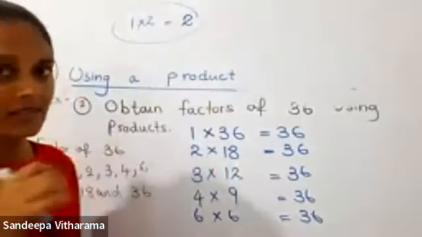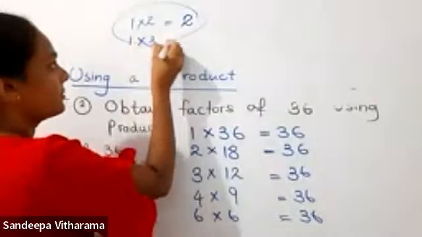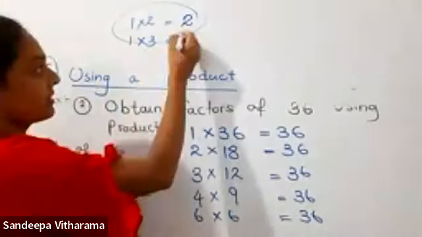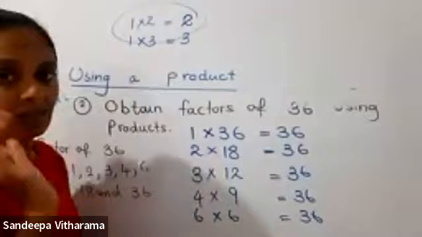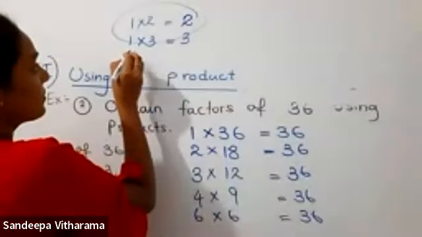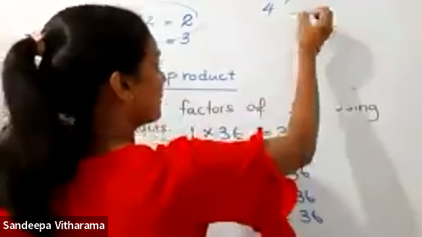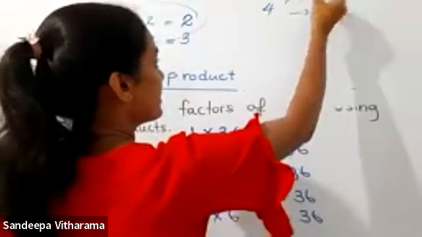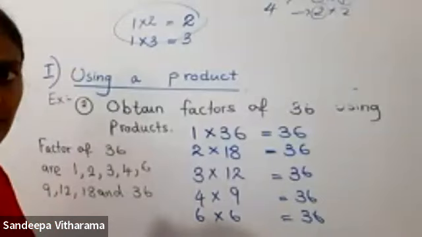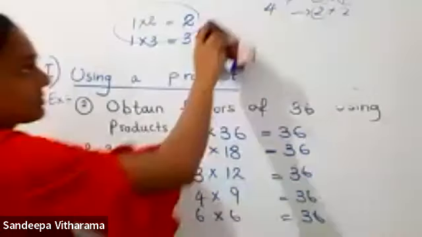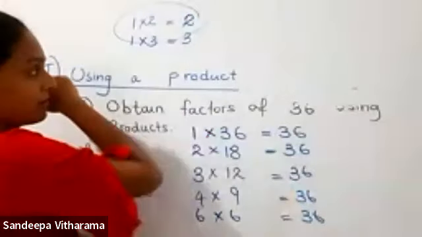1 and me, who is that? 2. Next, 3 can be obtained as 1 and 3. 1 and me. 1 into 3 is 3. That's the only way we can obtain that number. Next, 4. 4 can be obtained by 1 into 4, 2 into 2. That means 1, 4, 2. All these are factors. Therefore, there are 3 factors for 4. That means not 1 and me.